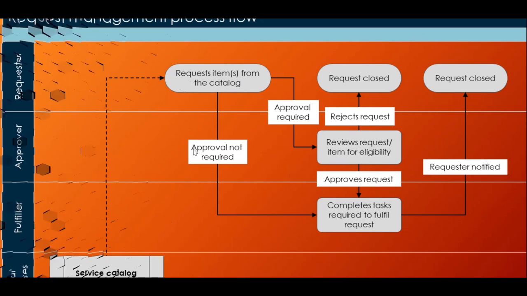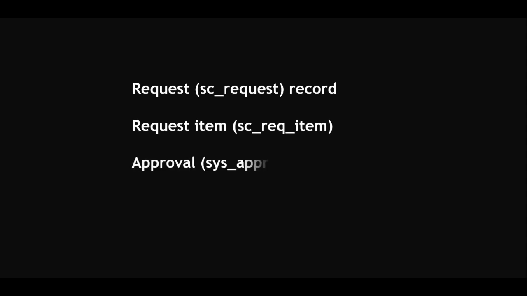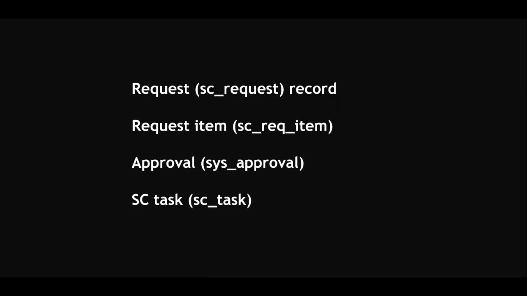So which tables did we cover in the service catalog? sc_request is the request, sc_req_item is the request item, that is the RITMs, sys_approval is the approval, and sc_task is the task. So these are the four tables mainly involved in service catalog. This is a high level overview of service catalog.